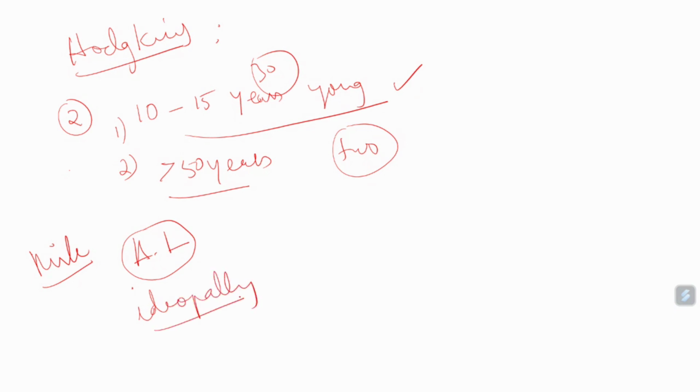They are idiopathic in nature. Most of them are idiopathic, but in a few cases, Hodgkin's lymphoma is seen mainly in patients who have Epstein-Barr virus infection. In initial classes, I explained that Epstein-Barr virus is one infection which will cause cancer.